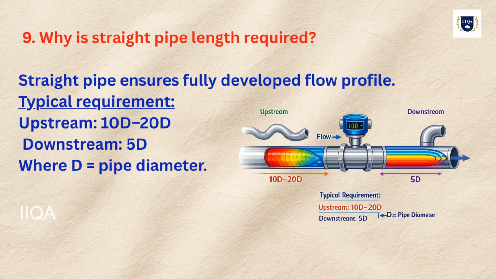Why is straight pipe length required? Straight pipe ensures a fully developed flow profile. Typical requirement: upstream 10 D to 20 D, downstream 5 D, where D is equal to pipe diameter.